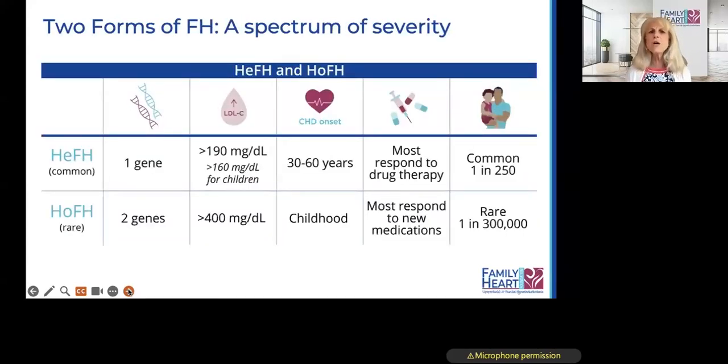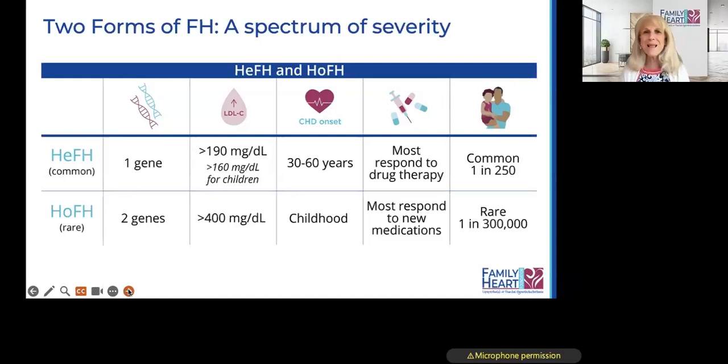Just to set the stage, as you know, there are two forms of FH. Heterozygous FH, where you've inherited a single gene for familial hypercholesterolemia, and the much less common homozygous FH. Just going to focus on homozygous here, but you can see you've inherited a gene from each parent. So if somebody has homozygous FH, look at their parents. They both have heterozygous FH. Typically, LDL will be above 400 milligrams per deciliter. And as you'll see, unfortunately, cardiovascular disease can occur in childhood in homozygous FH.